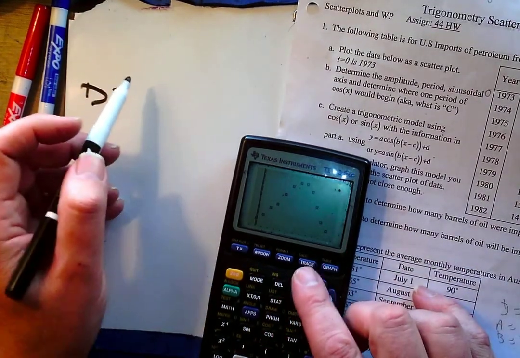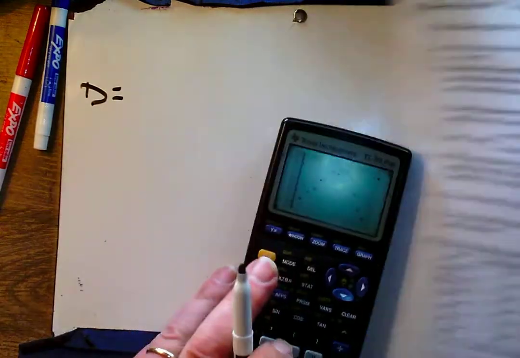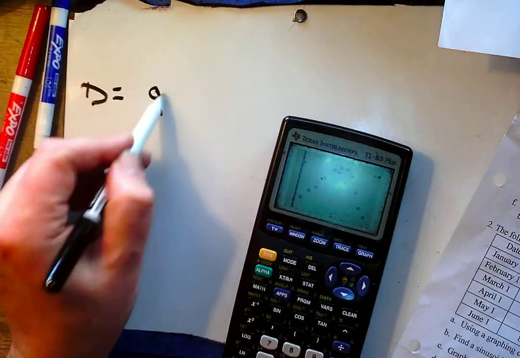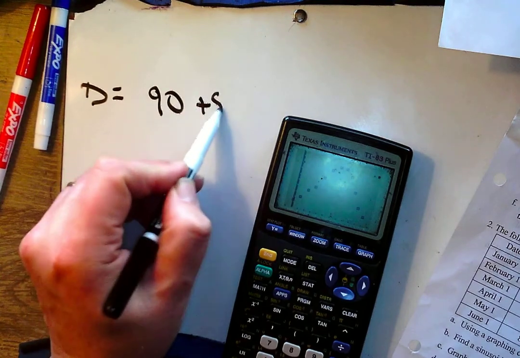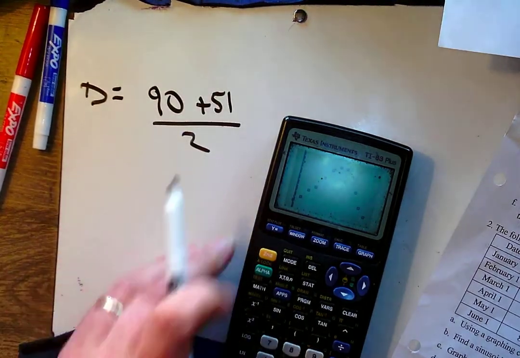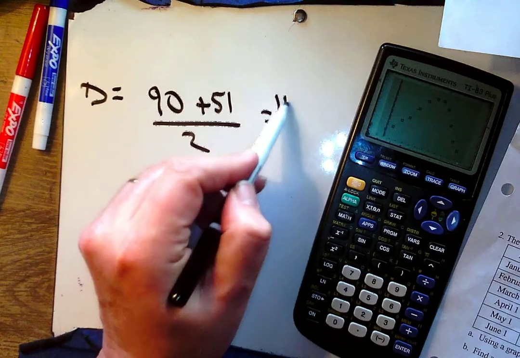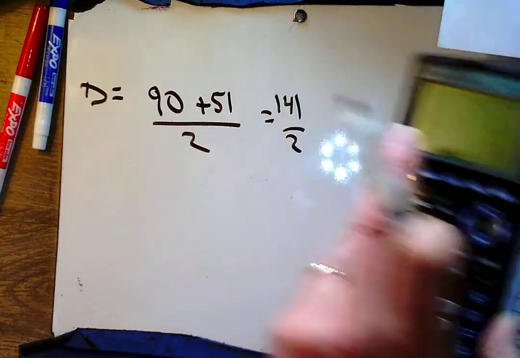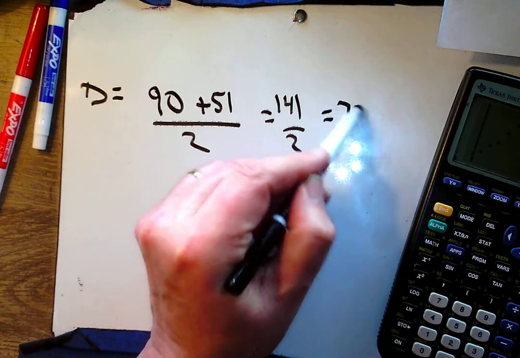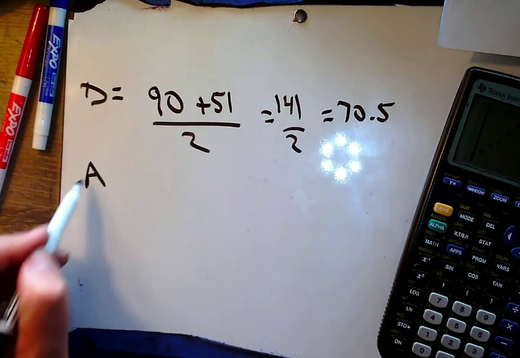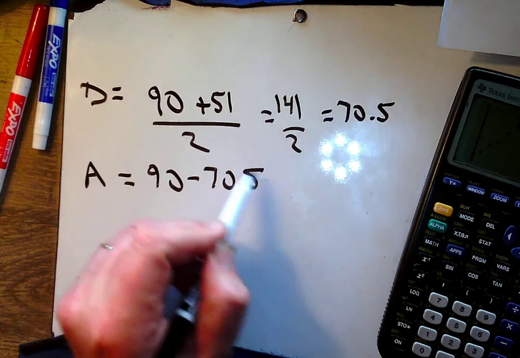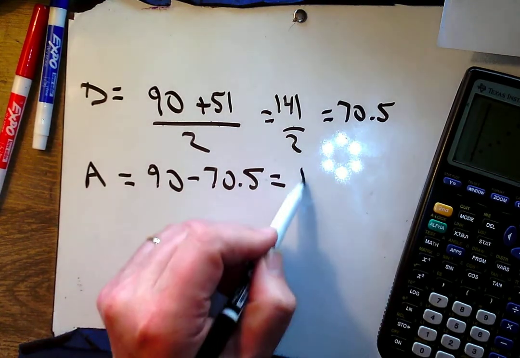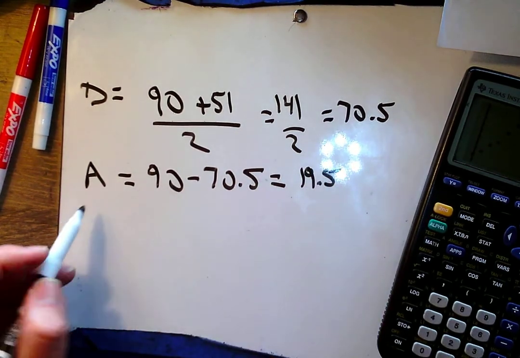Okay, d value. So my high point here was 90, and my low point was 51, and we divide by 2. So that's 141 divided by 2, which is 70.5. My a value will be 90 minus 70.5, or 19.5.